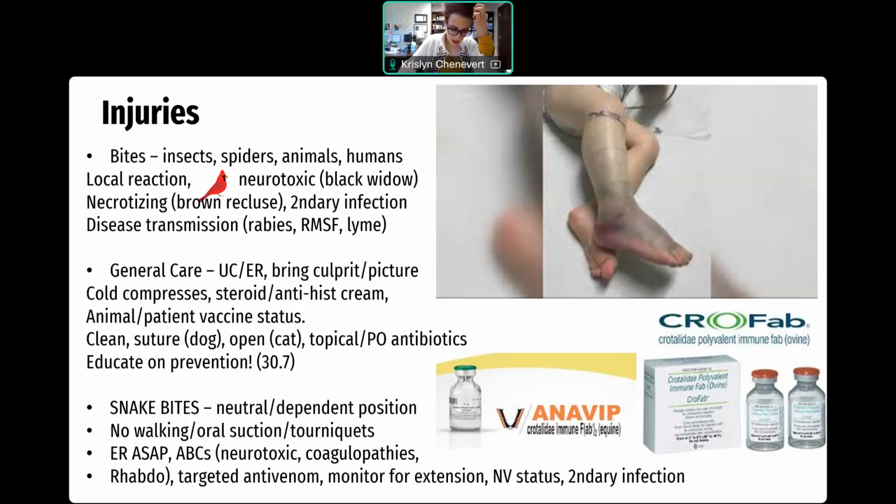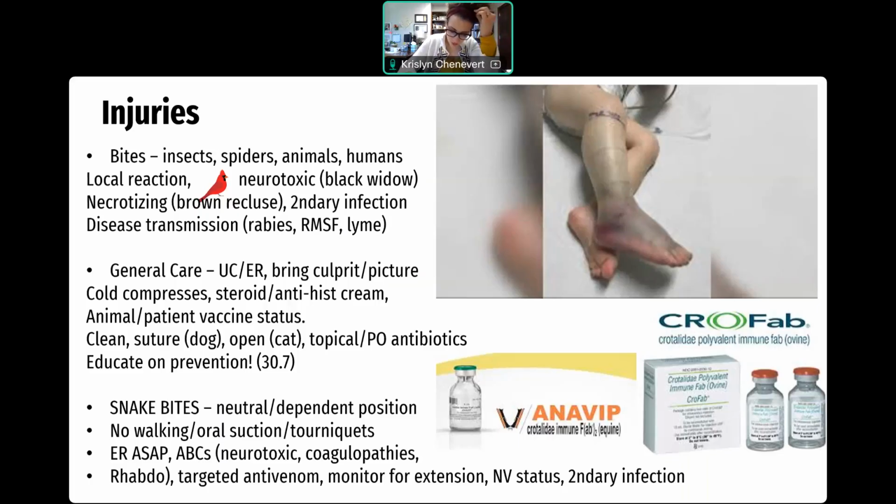So our general care is going to be, always err on the side of caution, go to urgent care or the ER if the parent's worried about it. If we can bring the bug or spider or whatever it was that bit the patient, that's great. If not, if we can bring a picture, that's better than nothing. But that helps identify more specifically what bit the patient, and then that can narrow down the treatment to something more specific. We want to do cold compresses.